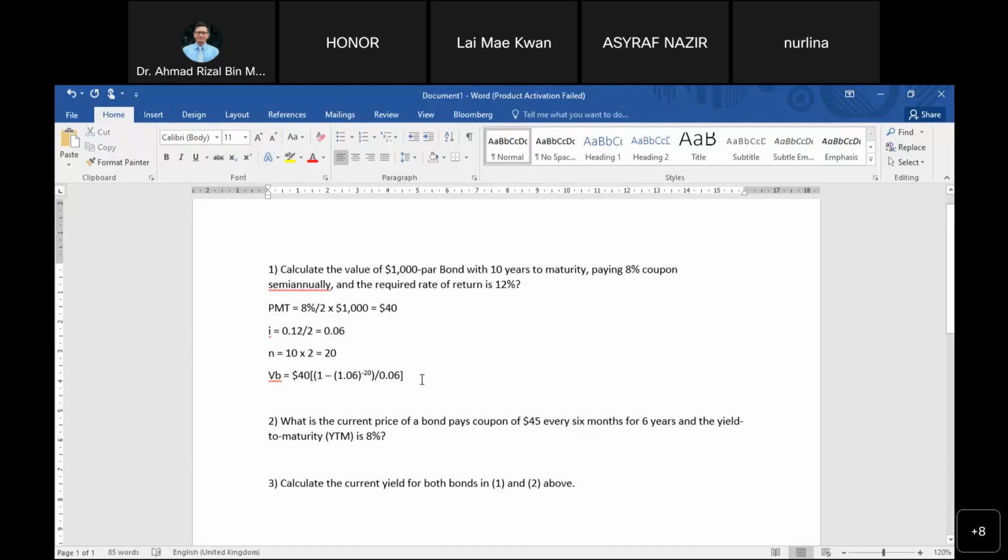So do you get this? You have to get this right first. Your PMT is $40. Your I is 6% because 12% divided by 2. And your N is 20, so to the power of negative 20. Then your maturity value, which is 1,000, you present value it as a single amount, 1.06 to the power of negative 20. And then you use your calculator to calculate the answer.